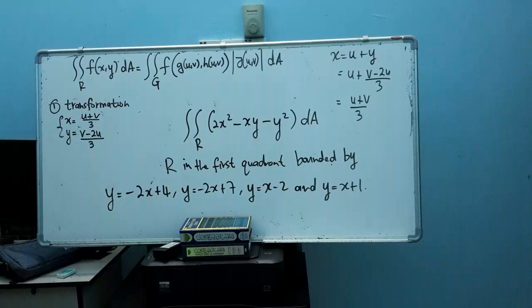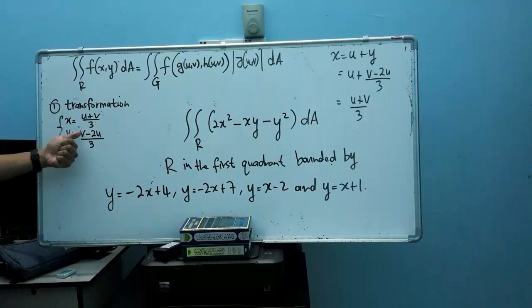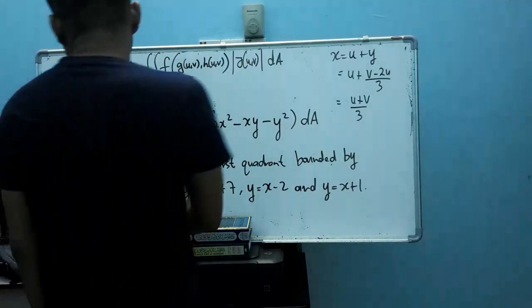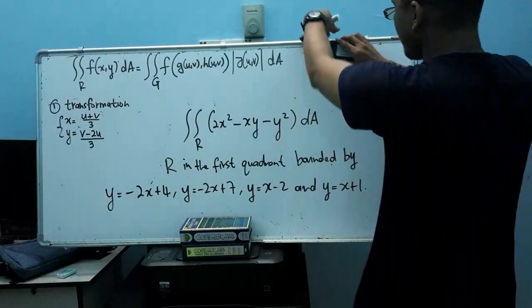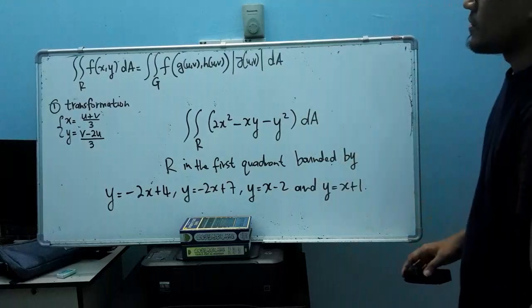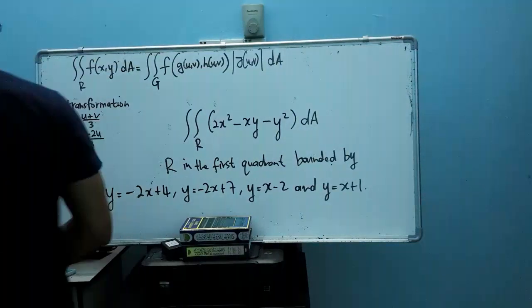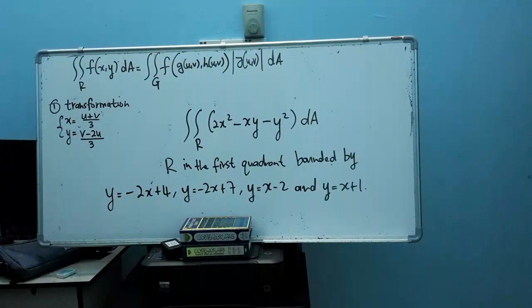Okay, so now I already found the transformation here. My x is equal to (u plus v) over 3, and my y is equal to (v minus 2u) over 3. Always remember, when you want to find the transformation, you will need to find your x as a function depending on u and v, and also my y should be some function depending on u and v.